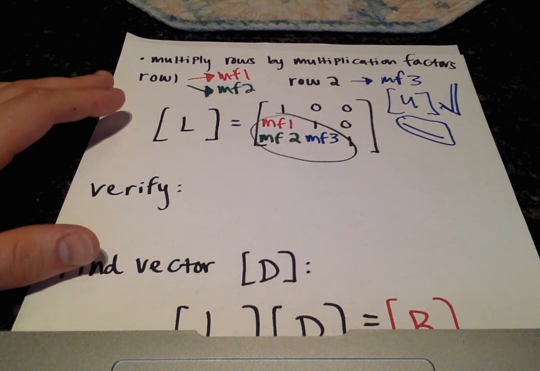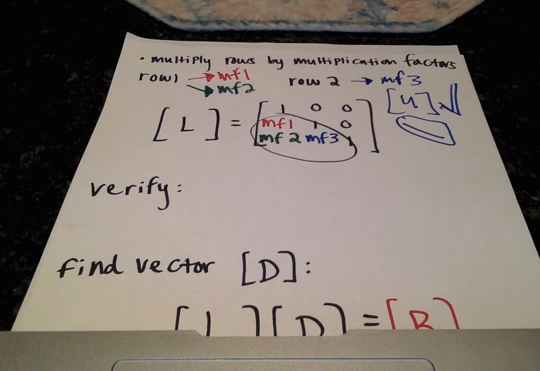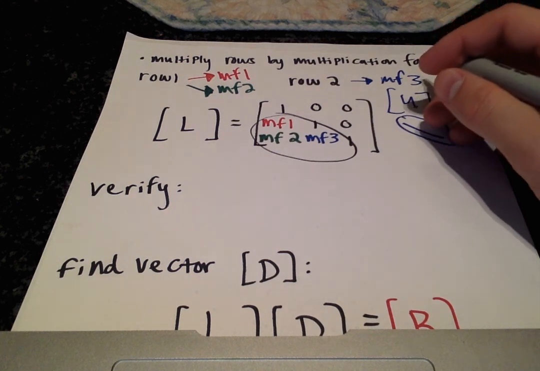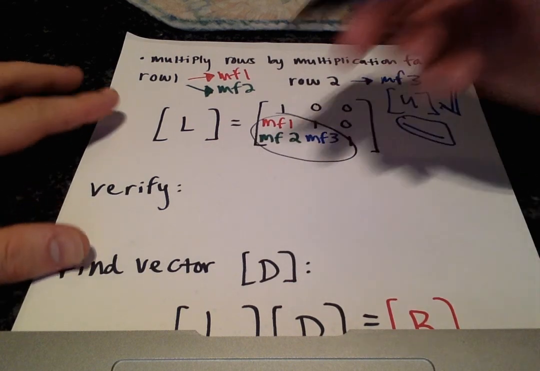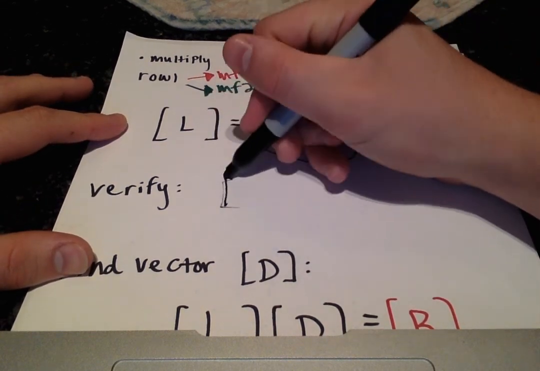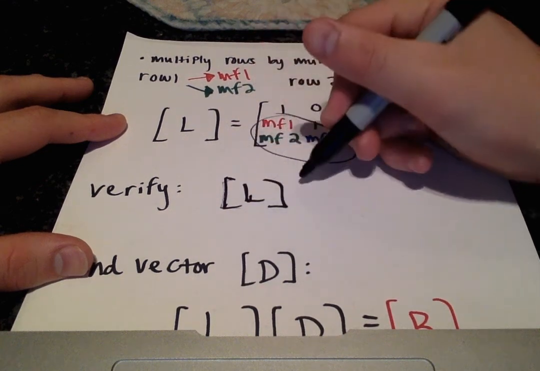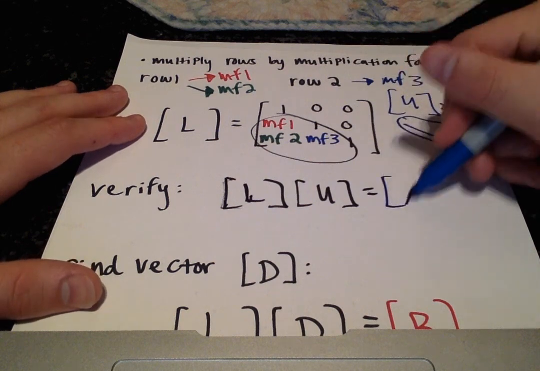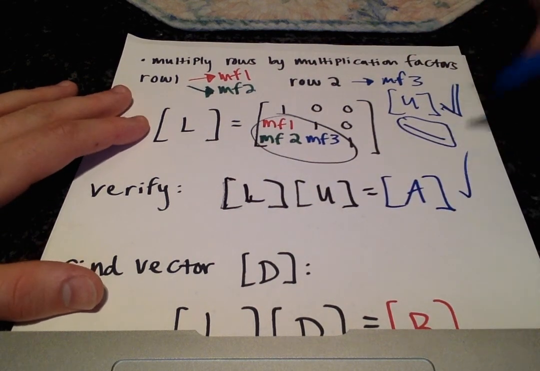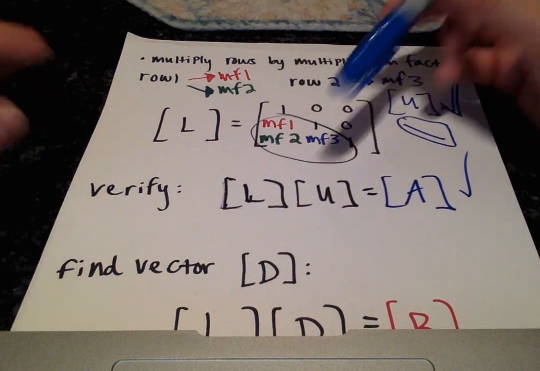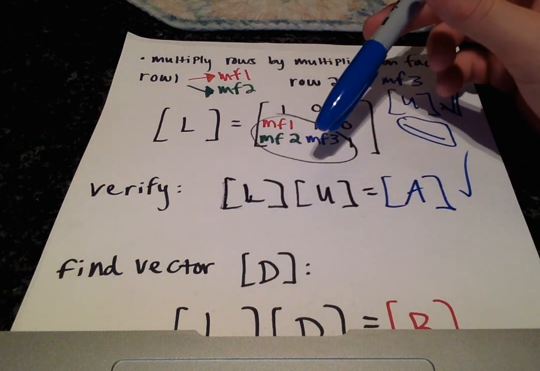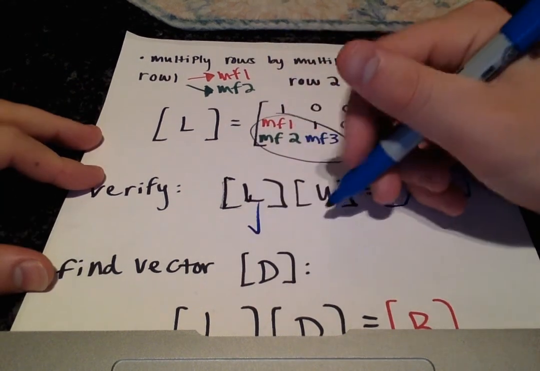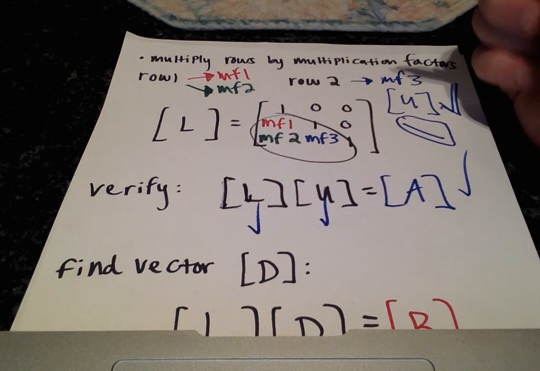All right, and then the next step is to verify that we have the right lower and upper matrix. So verify that L times U equals our coefficient matrix A. And if you verify that and it works out using linear algebra, then you know that you found the right L and U matrices. Okay?